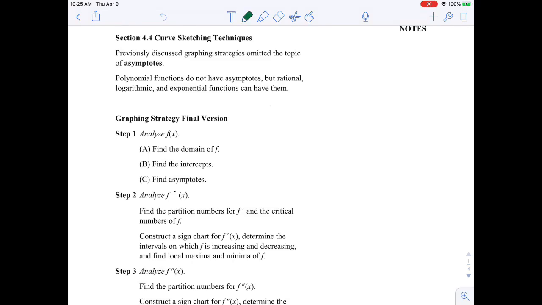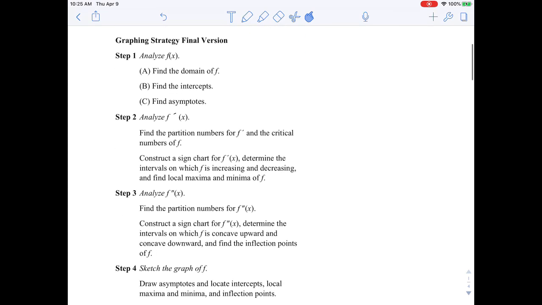In this section, we continue with our curve sketching techniques because in the prior section, we didn't discuss anything dealing with asymptotes, because polynomial functions do not have asymptotes, but our rational, logarithmic, and exponential functions do.